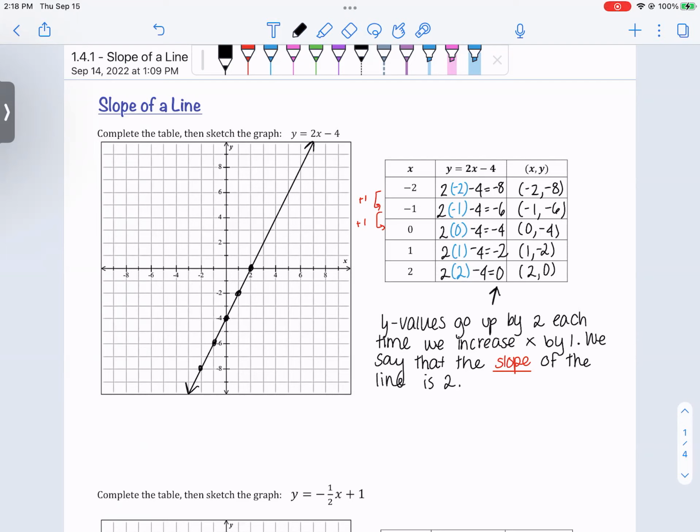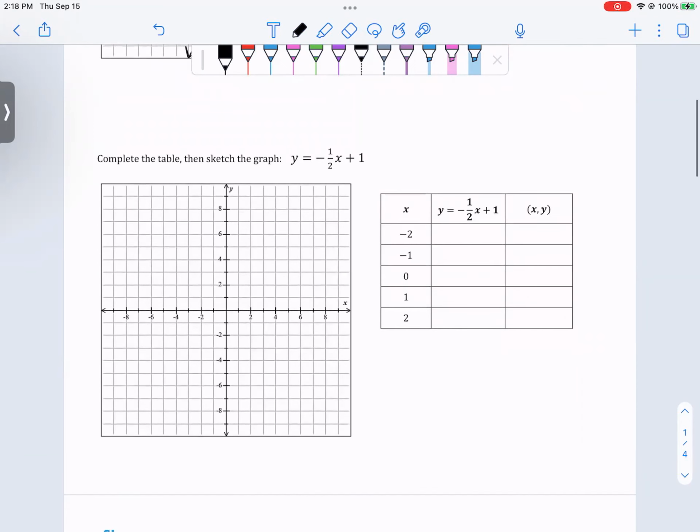So let's say the slope of the line is 2. Let's do it again down here with a different function. So this is -1/2 x plus 1. I'm going to plug in these x values, get myself some coordinate points out. So -1/2 times -2 plus 1. That's going to be 1 plus 1, which is 2. This is the point -2, 2.